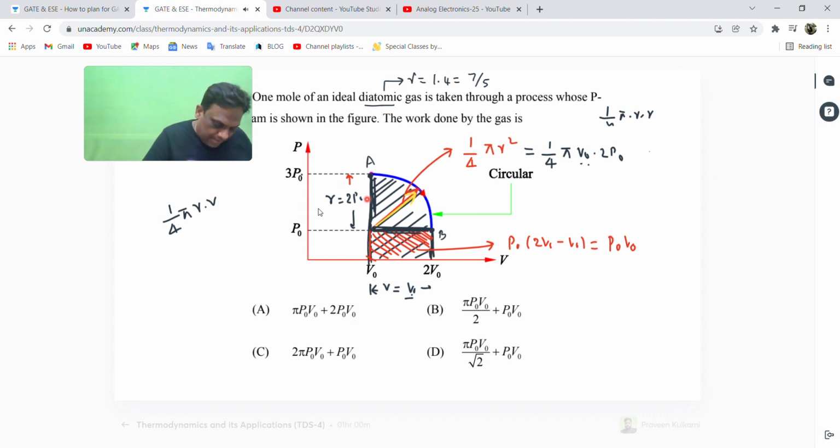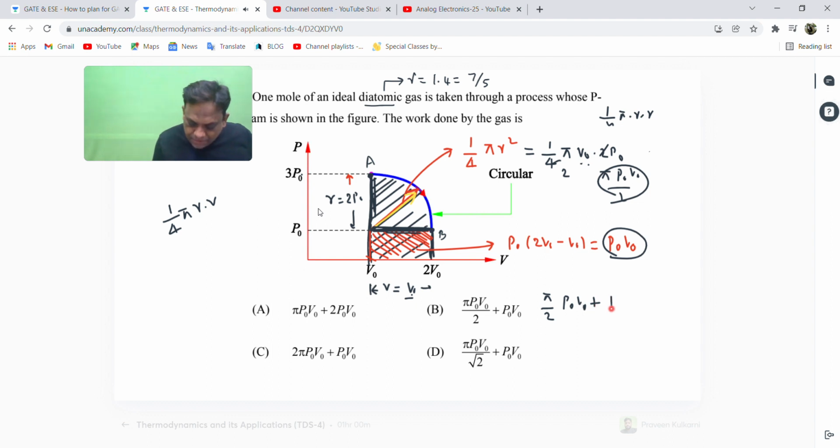This radius, देखो एक बार. This radius is 2p naught and this is v naught. So therefore r into r, p naught. Okay, तो ये कितना आ रहा है? This will be 2 कट गया. So pi p naught v naught by 2. So this area plus this area. So the total work will be pi by 2 p naught v naught plus p naught v naught, and that will give me the answer B. Please tell me, is the question clear?